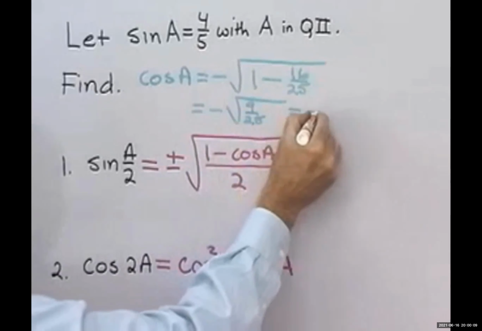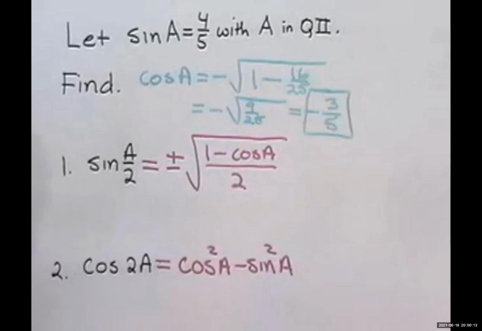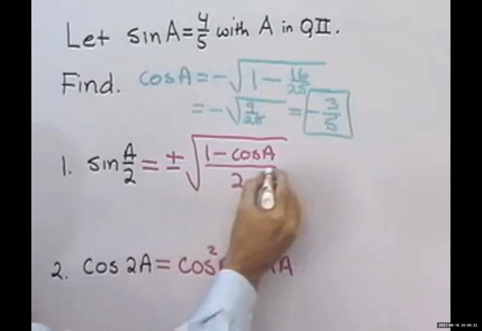And just as you'd expect, this comes out 3/5. Probably knew that it was going to be that anyways. So that comes out negative 3/5. Okay, so, whoops, something dropped. That's all right. Back to my original problem here.